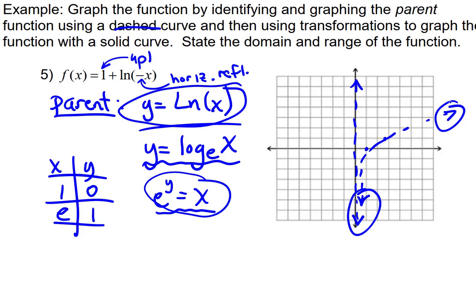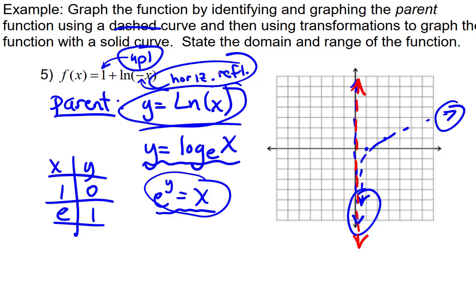Now, this is the parent function. Let's also recall our transformations, which include up 1 and a horizontal reflection. Now, moving a vertical asymptote up 1 is actually invisible, as we said in our notes, which means our final function is going to have a vertical asymptote right on the y-axis as well. So I'm going to put a red vertical asymptote over the blue one, meaning the red one is the final one.